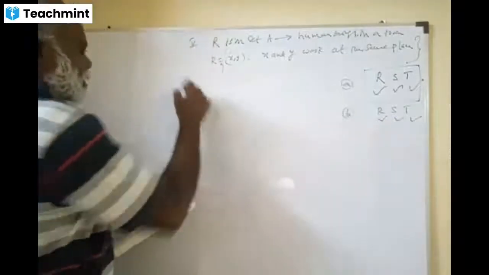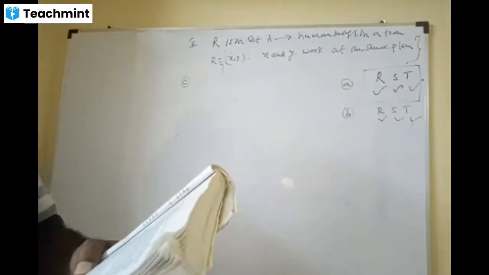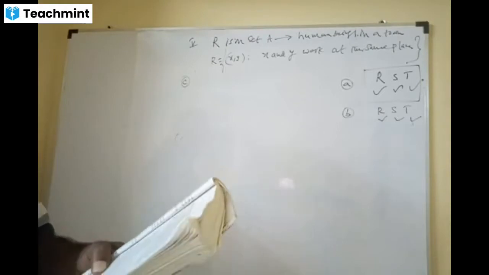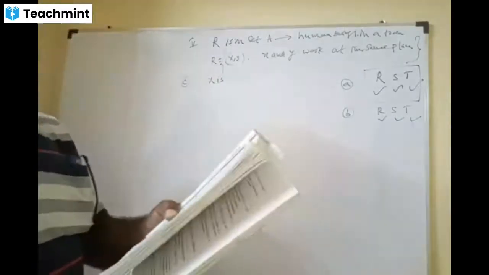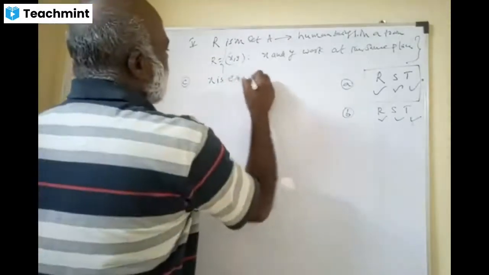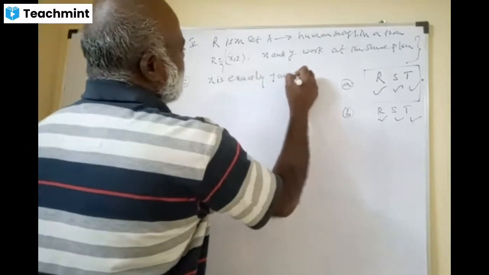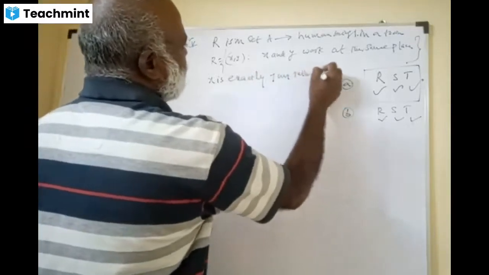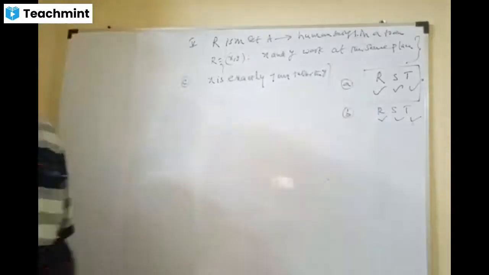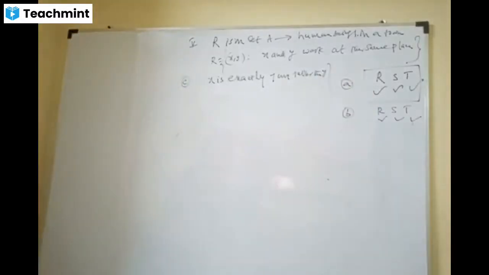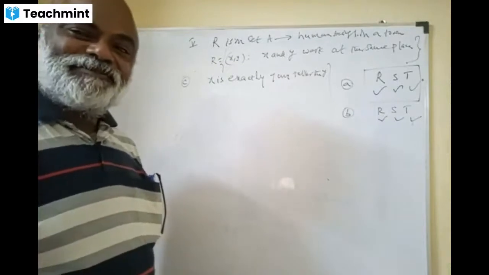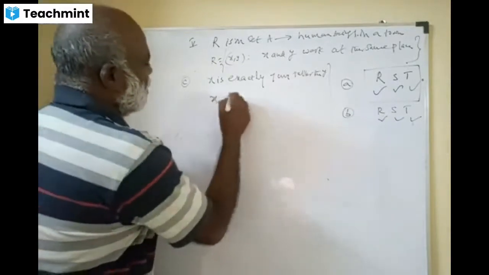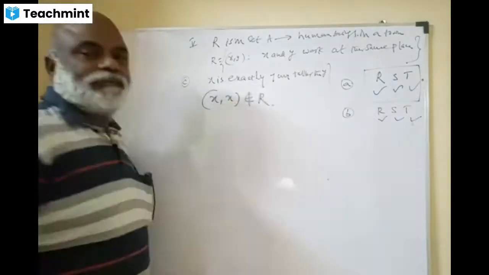Next, C. What is C? X is exactly 7 centimeters taller than Y. Now, can you say two identical persons, that one person is taller than the other? Yes or no?